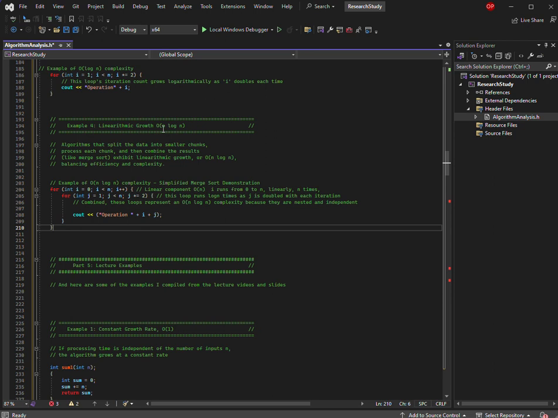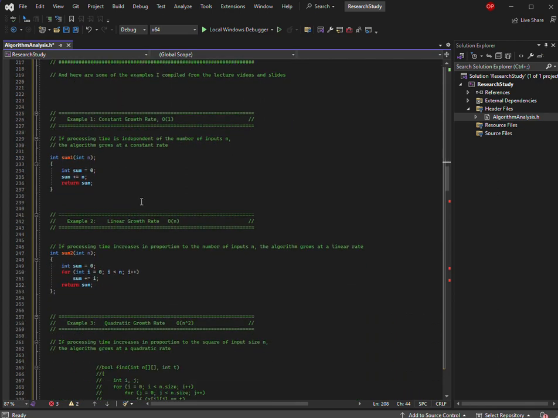Here's an example of an n log n complexity. The outer loop is O(n) because the i runs from 0 to n times, and then the inner loop, for each iteration of this outer loop, runs from 1 to n, but j is doubled with each iteration. So when we combine these, it will be O(n log n) complexity because they're nested and they're independent.